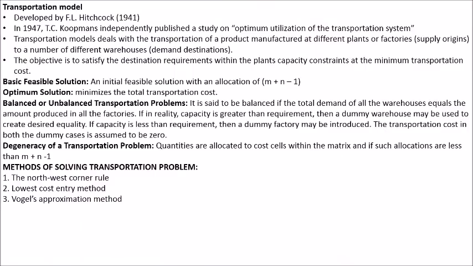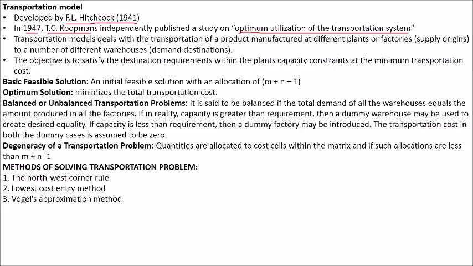So guys, we are here with the transportation model. The transportation model was developed by F.L. Hitchcock. This is the first invention, which may be useful for your objective type question, 1941. But in 1947, T.C. Koopmans independently published it. On his own, he also discovered the transportation model for optimum utilization of the transportation system, so he created a model for it. The first invention is by F.L. Hitchcock, and the second was done independently by T.C. Koopmans.